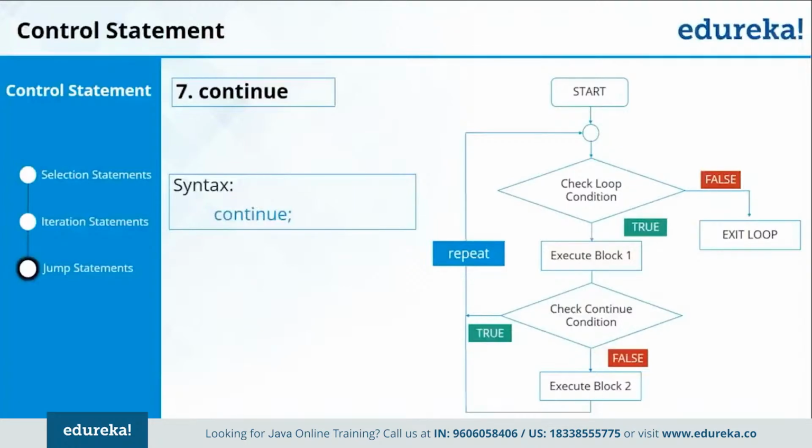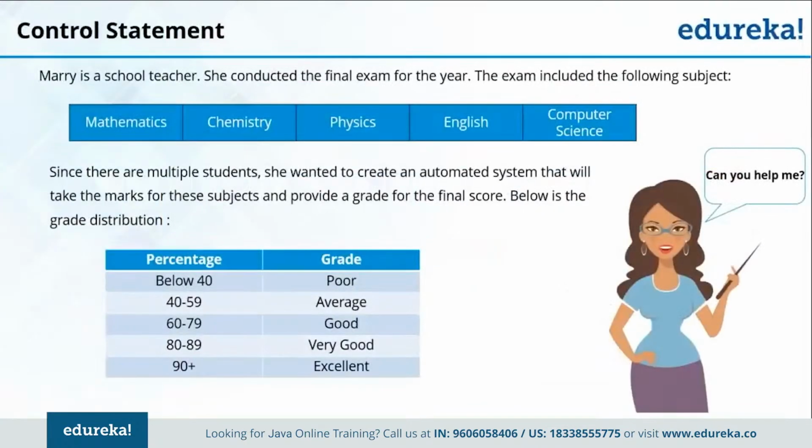Now to give you a better understanding of how the loops work, let's look at a use case here. Mary is a school teacher. She's conducted final year exams for her students for 5 different subjects. Now, as there are multiple students, she wants to create an automated system that will take the marks of each of the students, calculate the final score, and then give a grade distribution for these students.